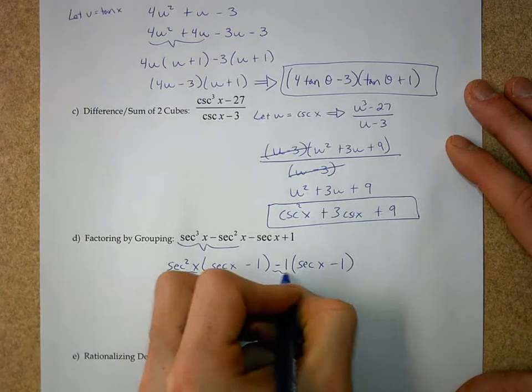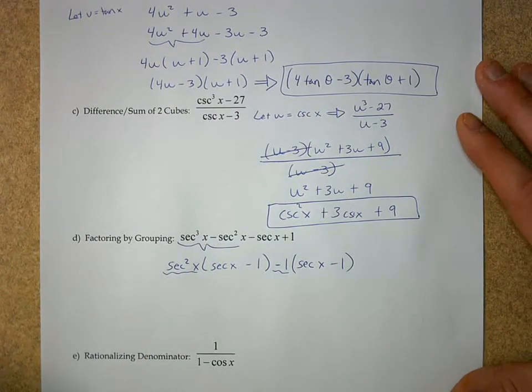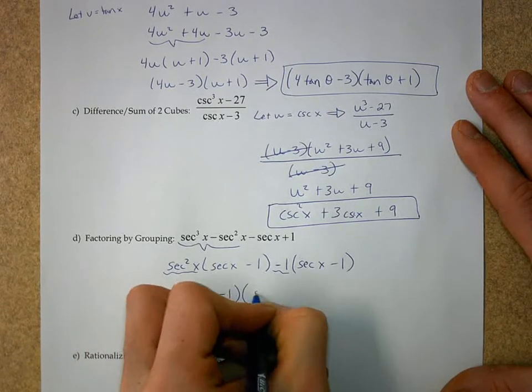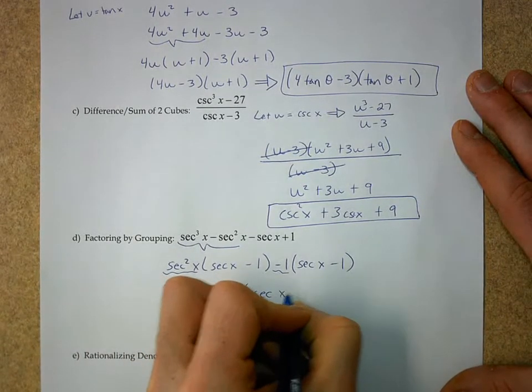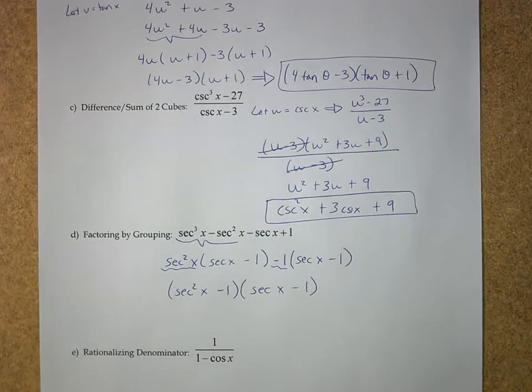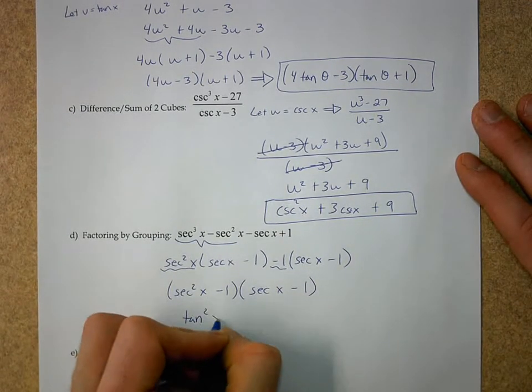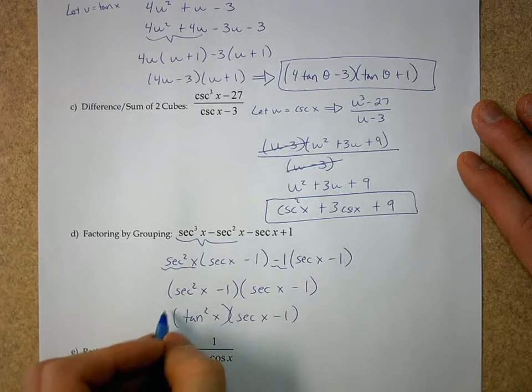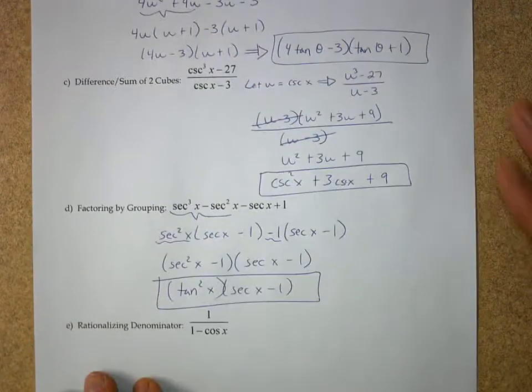So then my two factors are everything outside the parentheses and everything inside the parentheses. So secant squared of x minus 1 times the secant of x minus 1. And we know secant squared of x minus 1 is a Pythagorean identity, tangent squared of x times the secant of x minus 1.